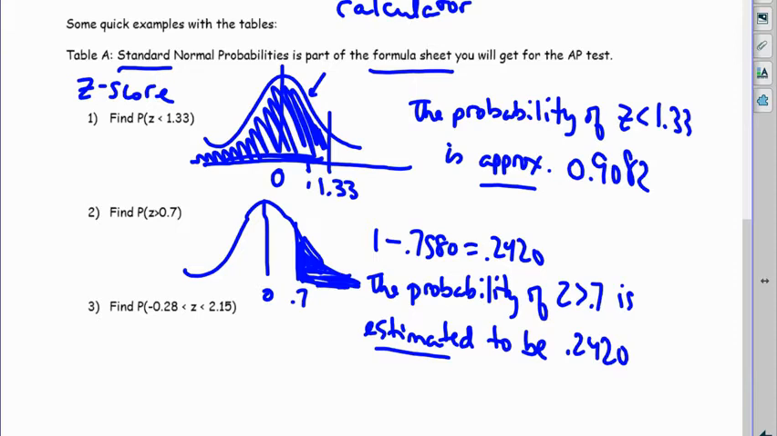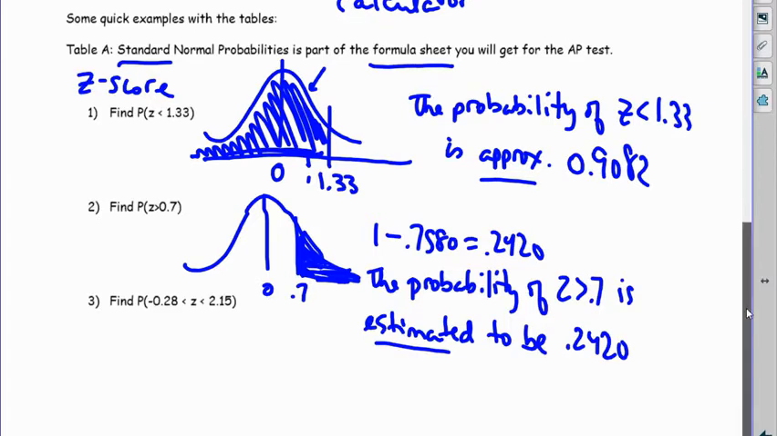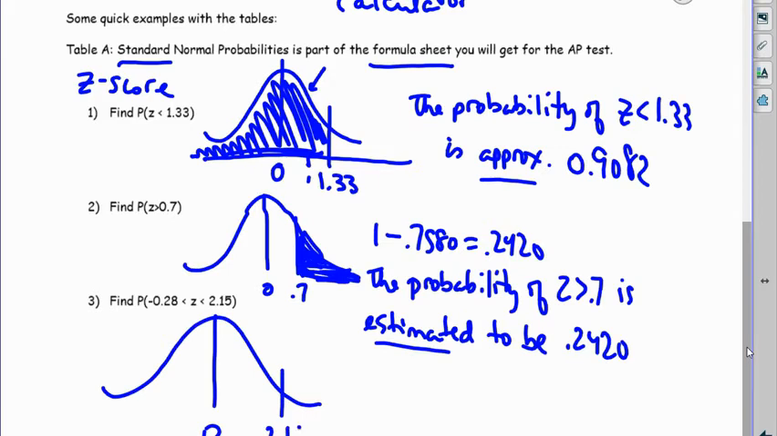Now let's do this next one. How would we do this next one with the tables? First I'm gonna draw it so I can visualize what I'm trying to do. This is 0, and over here I've got 2.15. Remember I said you don't really have to do things to scale. And over here, it's probably closer to here though, negative 0.28. And I want the area between.